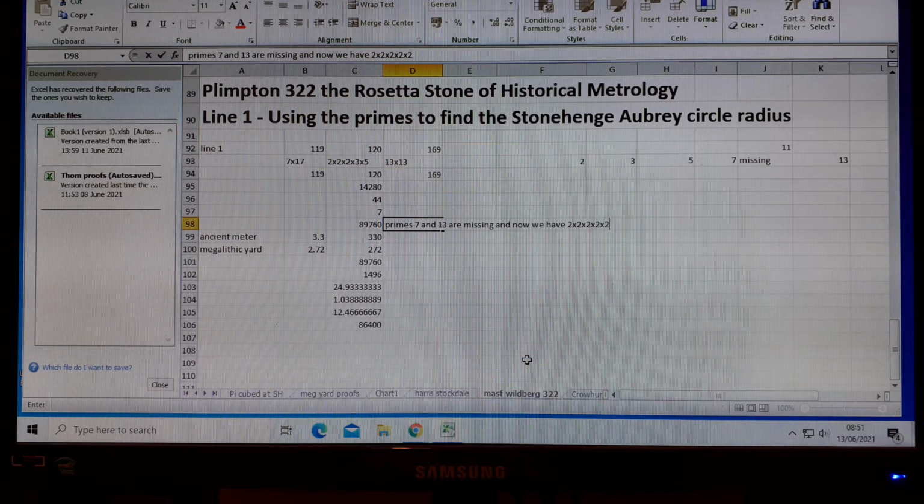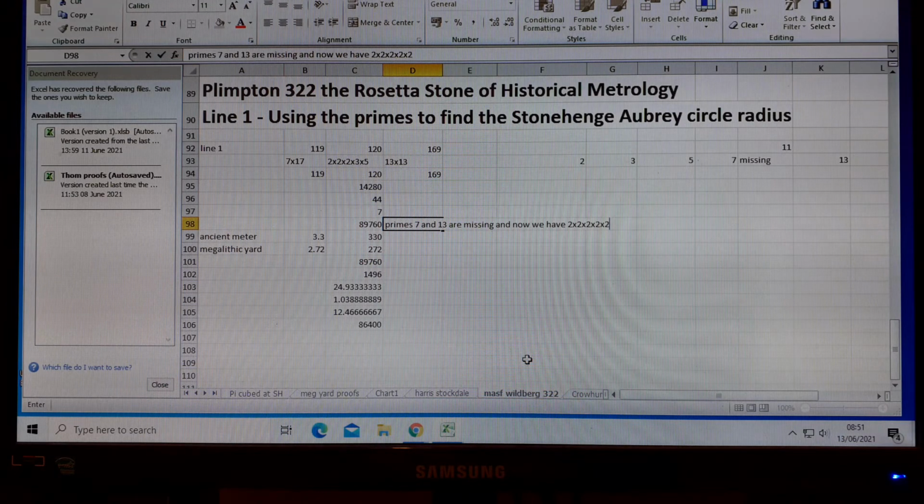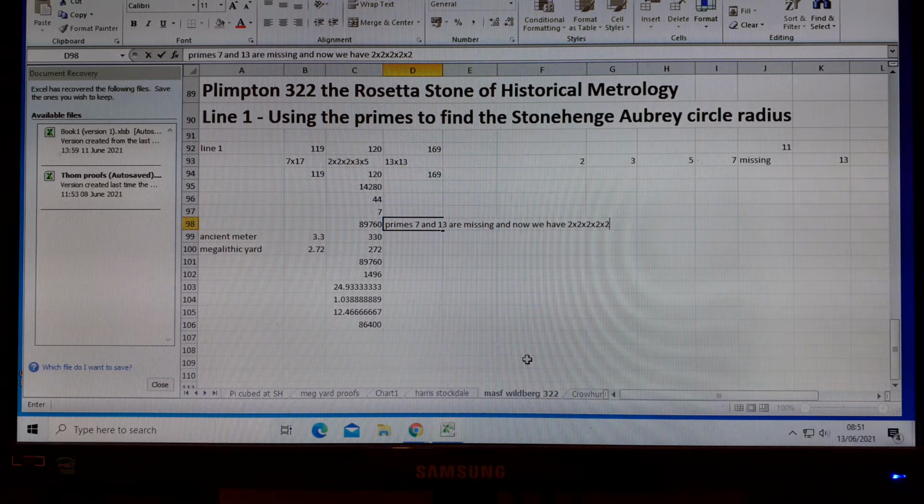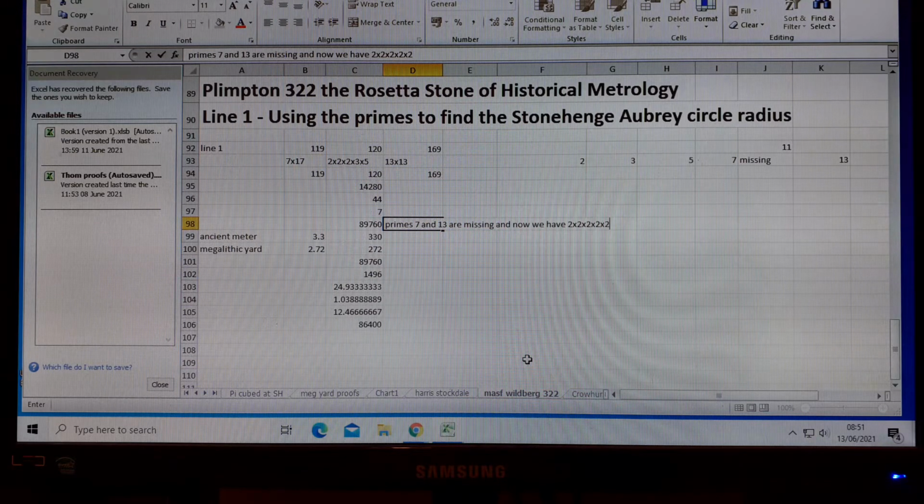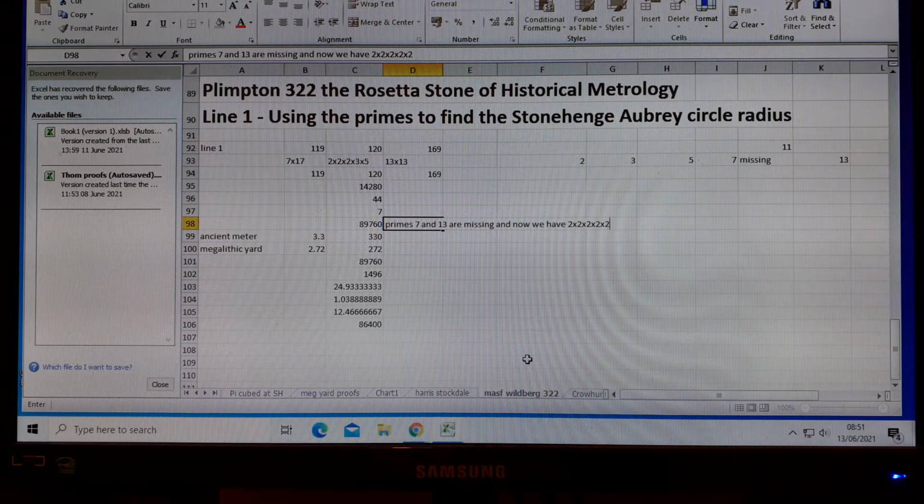And we're carrying on with the theme of line 1 of Plimpton 322 and what the analysis can show us about the design of the Stonehenge Aubrey Circle and what it can show us about how these people, these Babylonians, were manipulating prime numbers. And again, we'll find a lot of very experienced metrologists who will tell us that these people were not manipulating prime numbers and were not manipulating pi. But the evidence certainly doesn't support this assertion. So let's look at line 1 again.